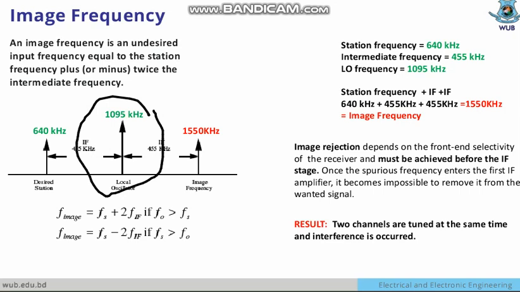But there are some given values: the station frequency Fs, the intermediate frequency 455, the local oscillator 195 kilohertz, and after putting in the values you will definitely get the image frequency right there.